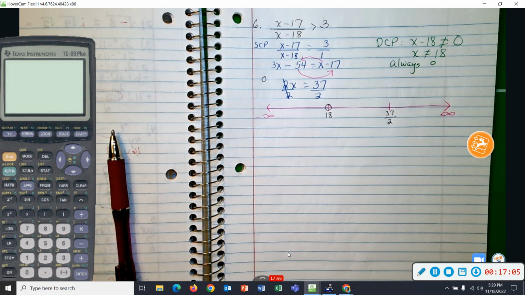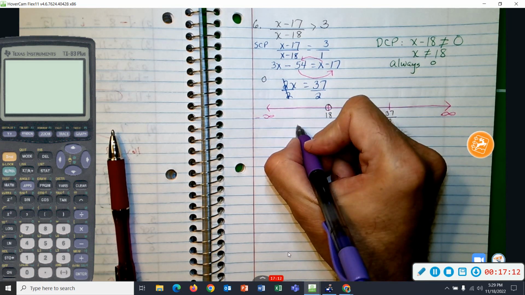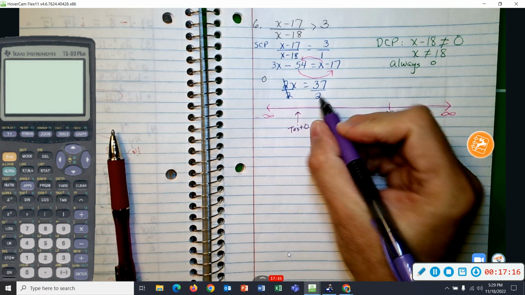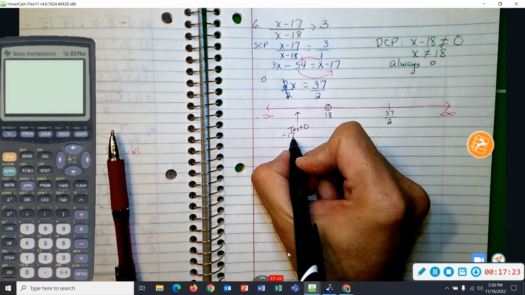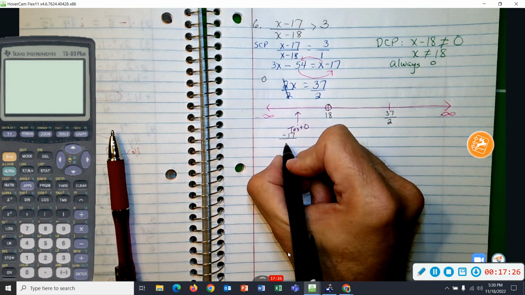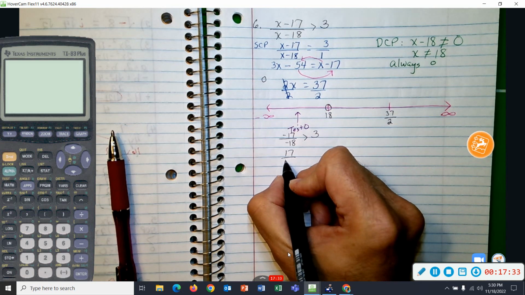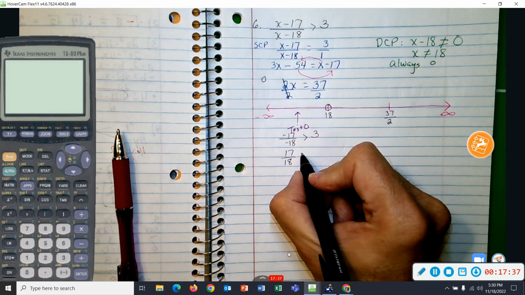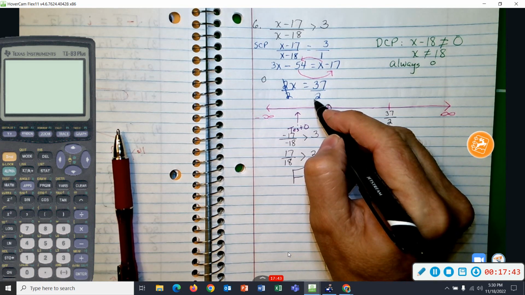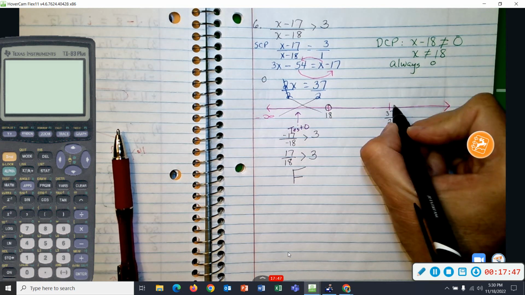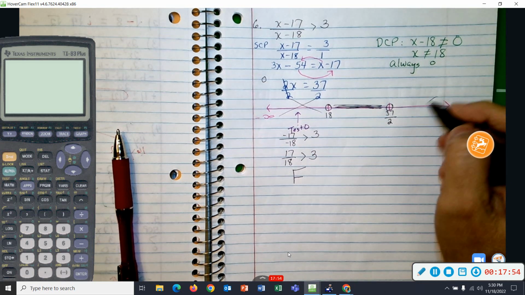Now let's test another interval. I'll test 0. 0 is between a negative and a positive. So right here, test 0. 0 minus 17 would just be a negative 17. 0 minus 18 is a negative 18. Negative over negative is positive, but that fraction 17 over 18, that's certainly not bigger than 3. It's less than 1, isn't it? So false. Oops, I didn't put my little open circle there. There. False. True. False.